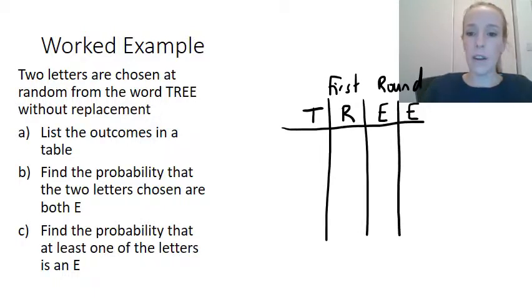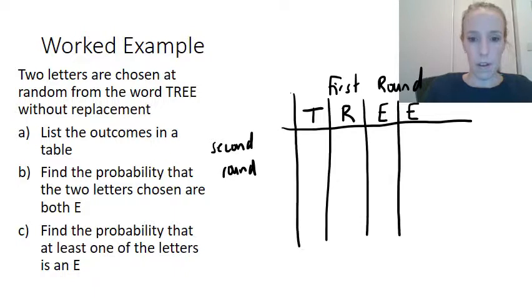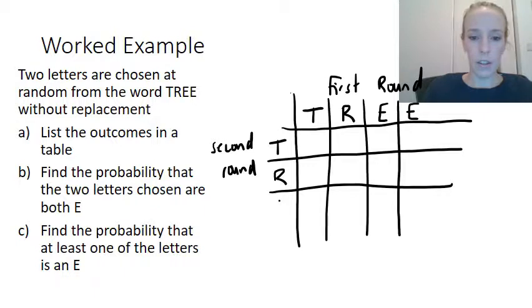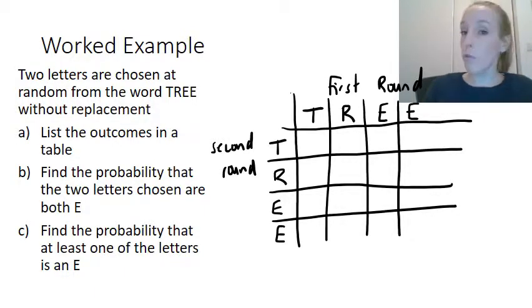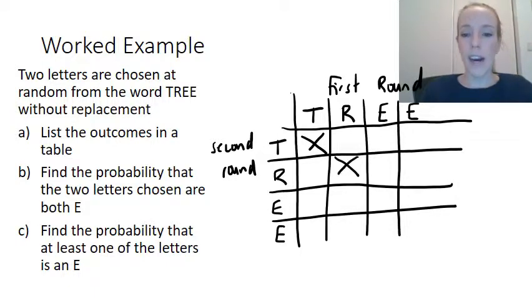And then for our second round, we have the same possibilities depending on what we drew in the first. So our second round, we could also draw out a T, R, E, or an E. Now our question says there is no replacement. So that means if we drew out a T in our first round, we could not draw out a T in our second round because we're not putting it back in the bag, we're putting it to the side. It's the same for the R, the E, and the E. You'll notice because tree has two E's, there is still the possibility of drawing out two E's. It's just not going to be the same E.